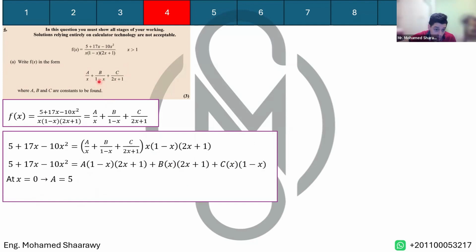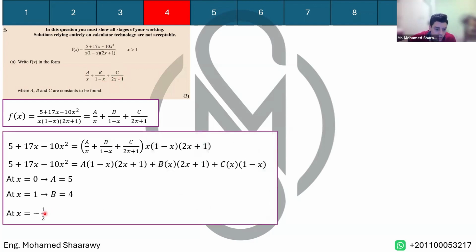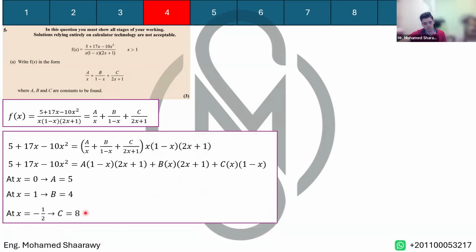Second, I'll try substituting x with 1. So at x equals 1, this side will give me 12, and this side will give me 3b. So b is 4. And then I'll try substituting x with minus half, because minus half is the value which makes this denominator equal to 0. So substituting x equals minus half, it will make this side equal to minus 6, and it will make this side equal to minus 3 over 4 c. So solving this, I'll have c equals 8.